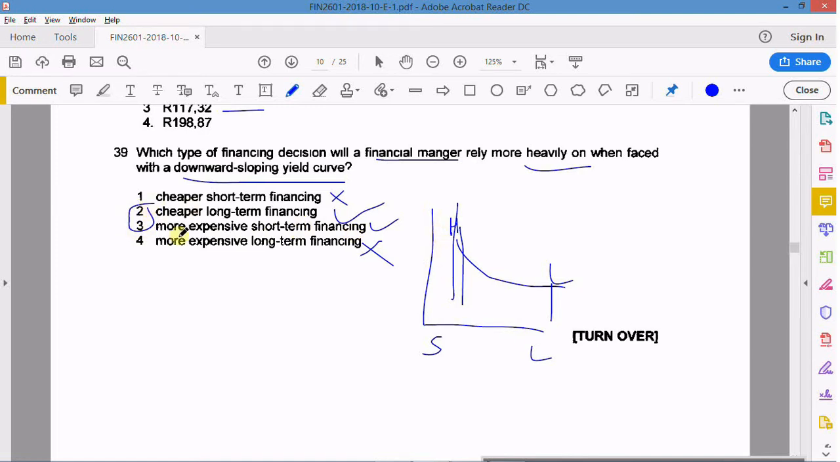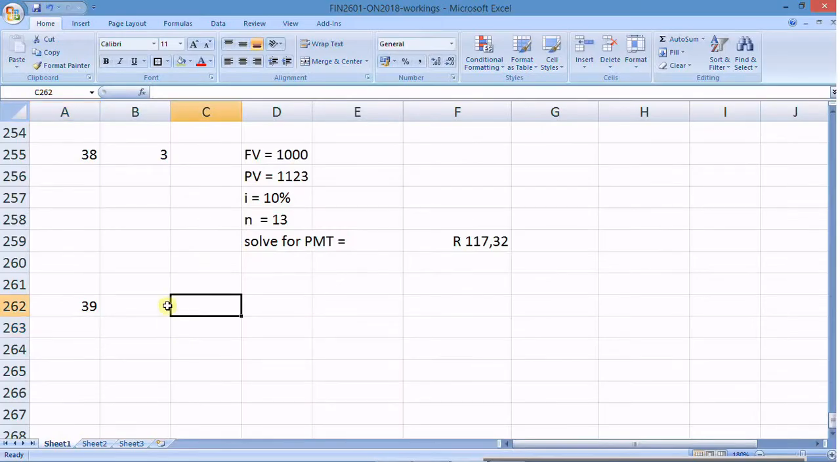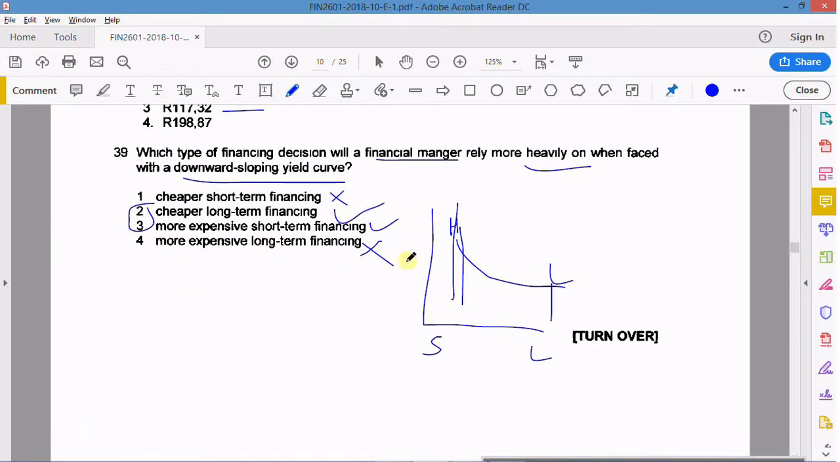They said which one would they rely on more heavily? If they're relying more heavily on it, they would choose the cheaper long-term financing. So then two you could say is more correct, but they're both correct based on the diagram.